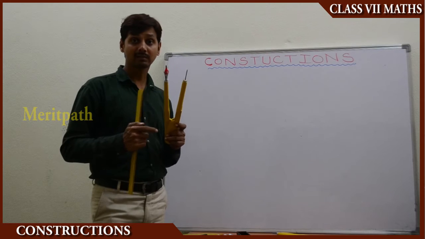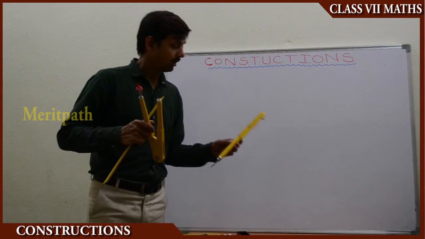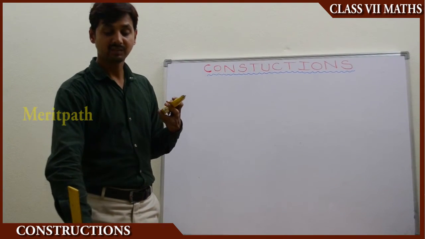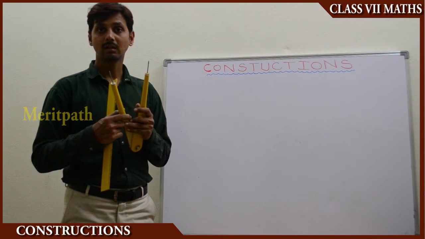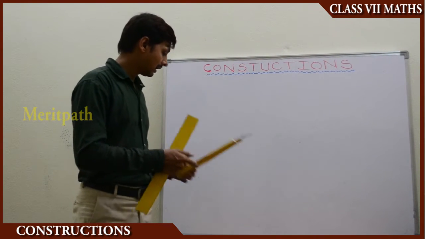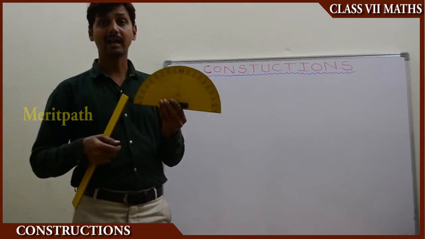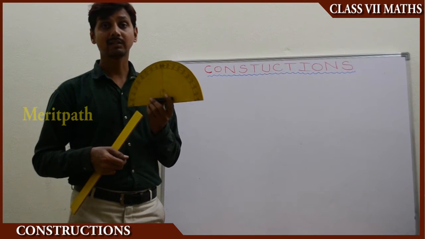We'll make an arc using this compass, and this is a divider. We'll use this divider to measure the length of the line segments, and this will be helpful for us. And this is called a protractor, and we'll measure angles and construct angles using this protractor.